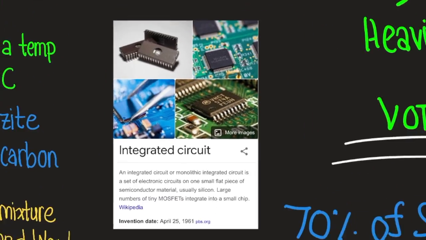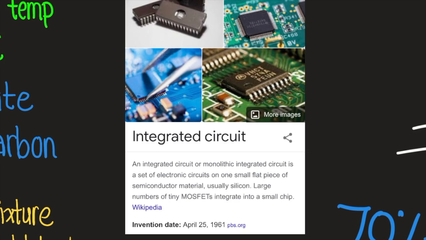So what is an integrated circuit? Because that's what we need to make with the silicon. An integrated circuit, or monolithic integrated circuit, is a set of electronic circuits on one small flat piece of semiconductor material, usually silicon. Large numbers of tiny MOSFETs integrate into a small chip, according to Wikipedia. Its invention date is April 25, 1961, according to PBS.org.